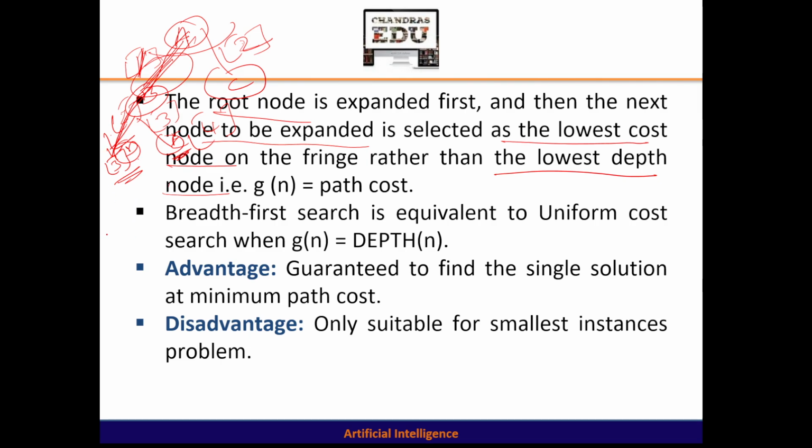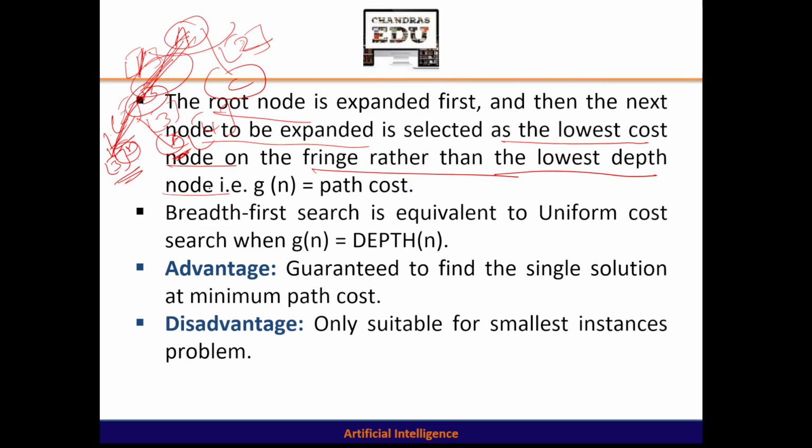So always, whenever it is moving to the next level, it will check the cost from the initial state or the starting point. Based on that, it will try to move to the goal. So, lowest cost node on the fringe rather than the lowest depth. Whenever it tries to go to the lowest depth, it will become like a depth first search. It needs to go deep, and if no solution is there, once again it needs to track back to the initial position and find the solution.